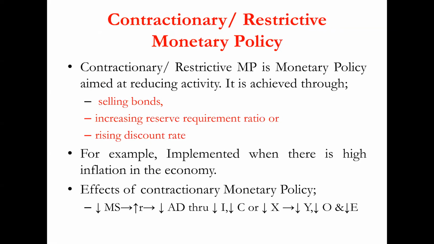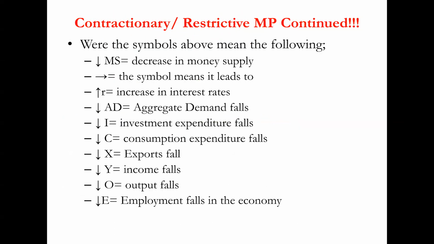What about the restrictive or contractionary monetary policy? It is about selling bonds, increasing the reserve ratio, and raising the discount rate. And the following are the effects. When we reduce money supply, we have the following. Number one, the interest rates increase, the aggregate demand reduces, the investments reduce, the consumption reduces, exports reduce, income reduces, output reduces, and the employment levels reduce when you use a restrictive monetary policy.